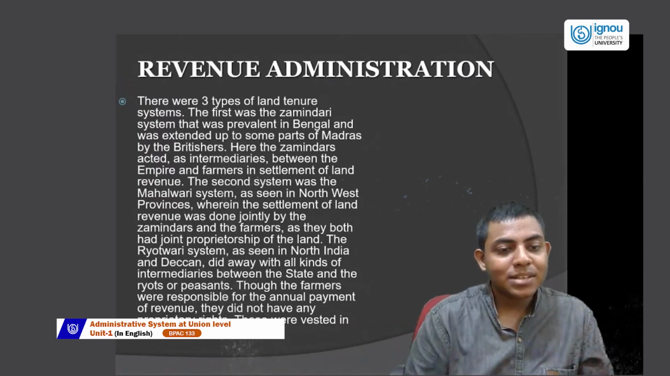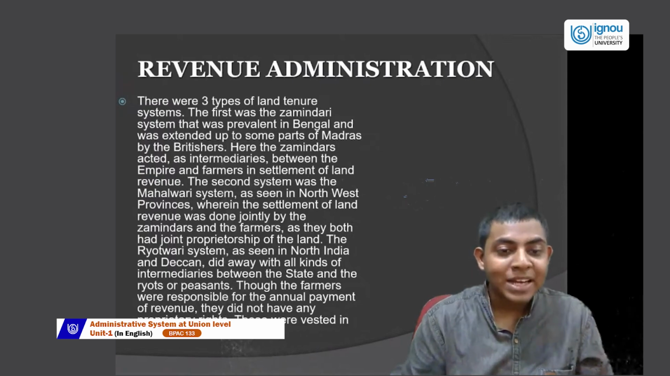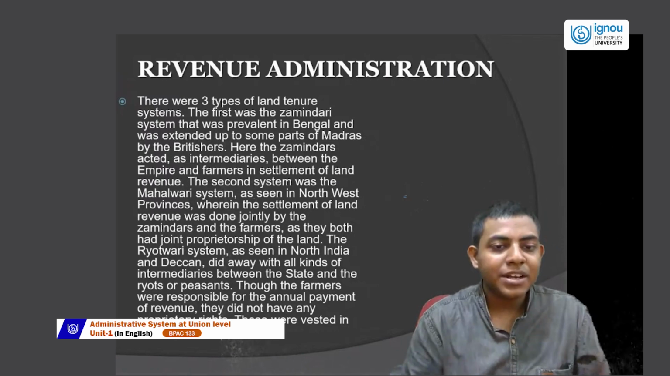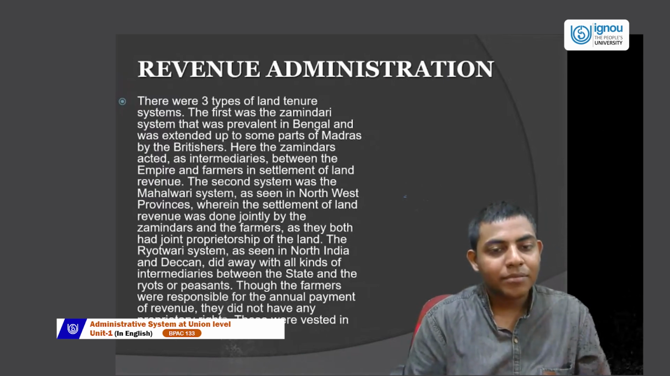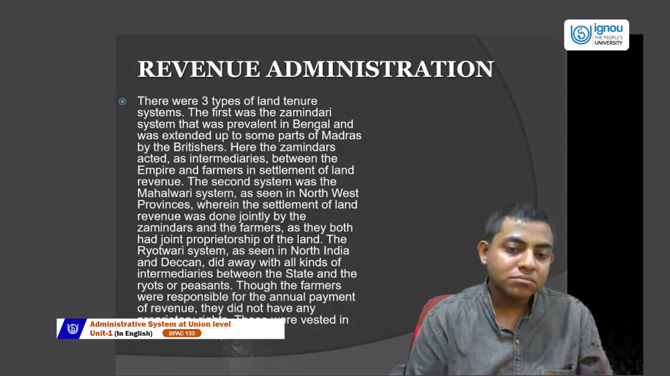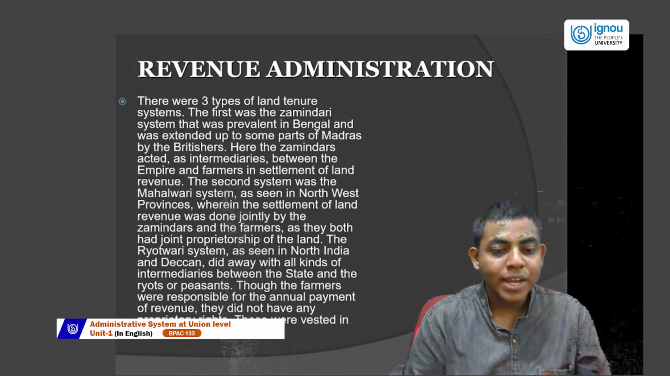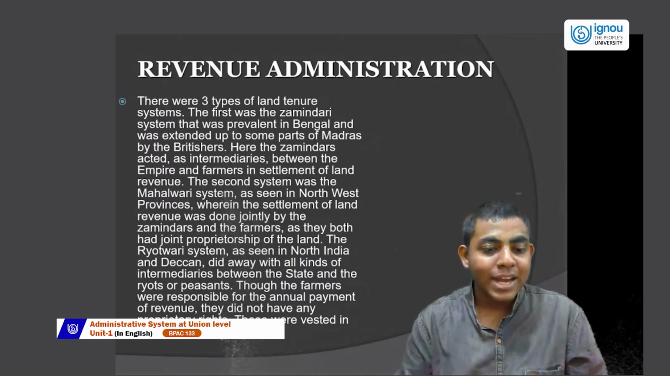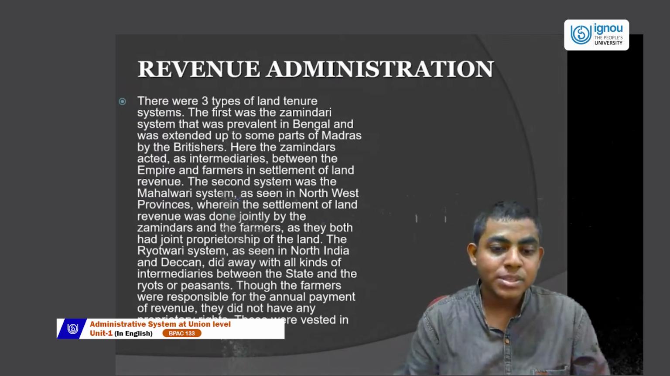So the zamindars acted as intermediaries between the empire and the farmers. During the Mughal period, the zamindars were intermediaries between the emperor and the farmer in settlement of land revenue. The second system was the Malwadi system that was there in the northwest provinces, where the settlement of land revenue was done jointly by zamindars and farmers, because here they both had joint proprietorship of the land. The Ryotwari system was also there in North India and in Deccan.